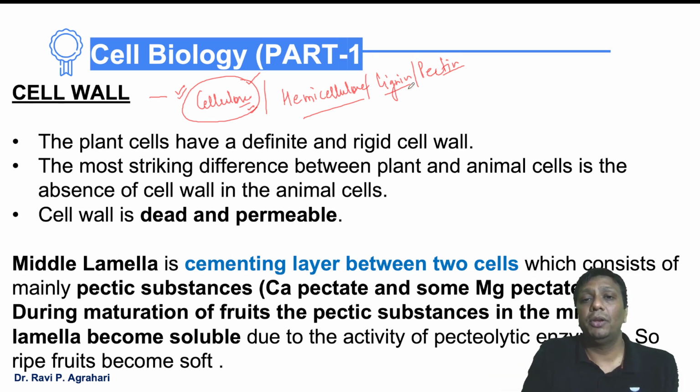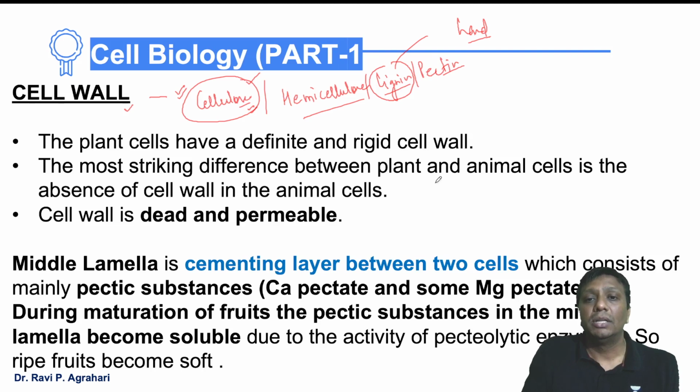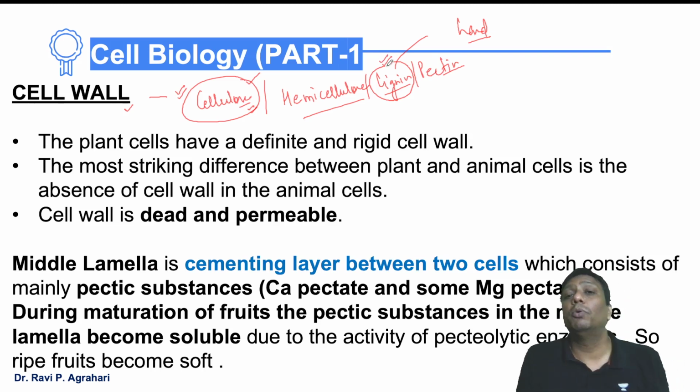One more thing I will tell you: if lignin is present in a larger amount in the chemical composition of the cell wall, that is why the cell wall becomes very, very hard. So if I ask you what determines the strength of the cell wall, the simple answer is: more lignin content in the cell wall provides more and more strength.